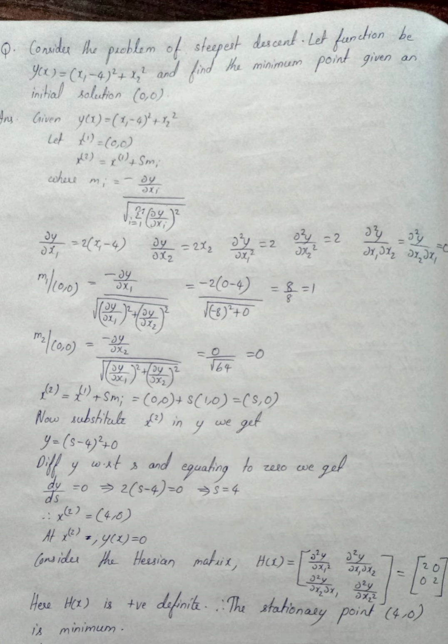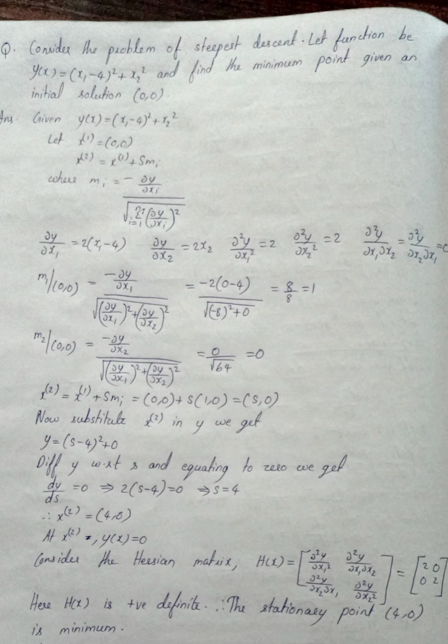Now substitute this h2 in y, we get y equal to (s minus 4) whole square plus 0. And differentiating this y with respect to s and equating to 0, we get dy by ds equal to 0, which implies s equal to 4. And we substitute this s value in h2, we get h2 as 4 comma 0. At h2, we find y of x and we get y of x equal to 0.